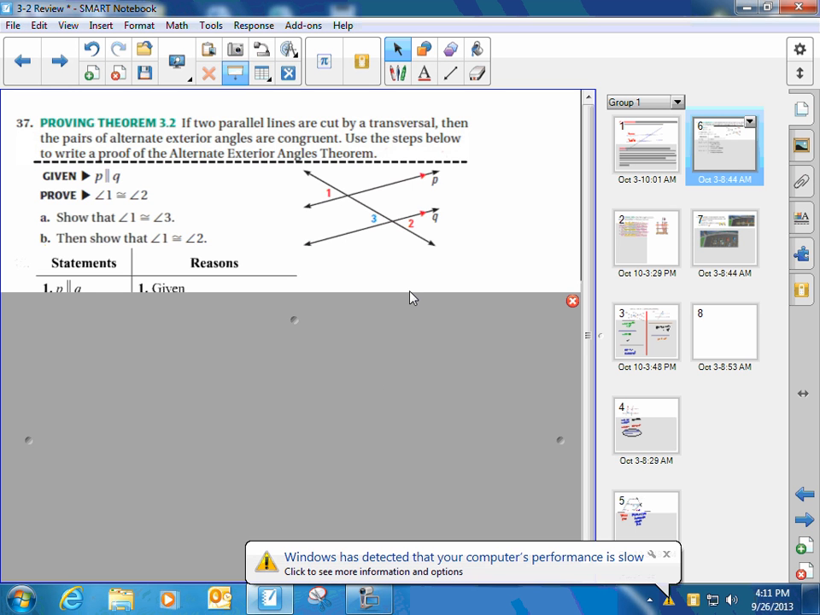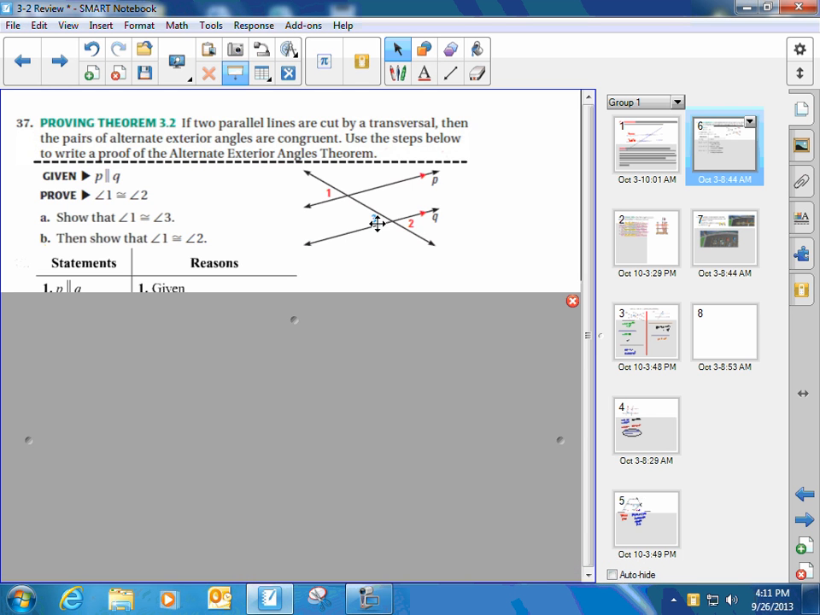It gives us an illustration. We've got a pair of alternate exterior angles labeled as angle 1 and 2. And we also have an angle labeled as angle 3. It says show that angle 1 is congruent to angle 3. That's going to be one of our first steps. The reason being that we have a postulate that says that corresponding angles are congruent. Notice angle 1 and angle 3 are corresponding angles, so they're congruent.